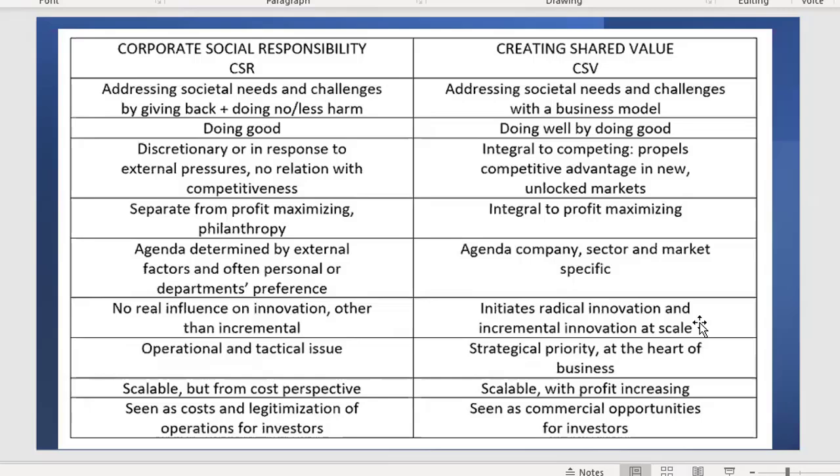So when you're doing societal good as well as increasing your business competitive value, that is where shared value comes in. So it is a strategic priority. It's at the heart of the business. It's scalable with profit increasing. It's seen as commercial opportunities for investors.